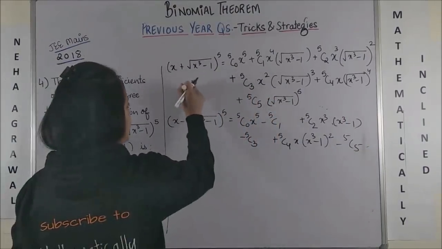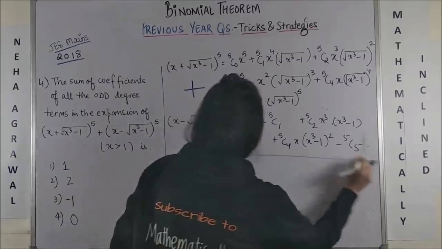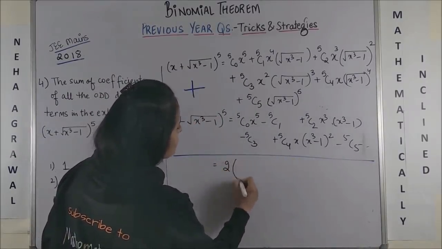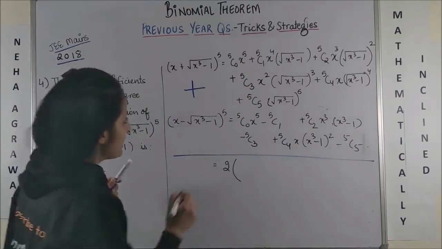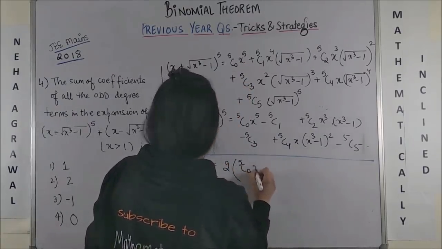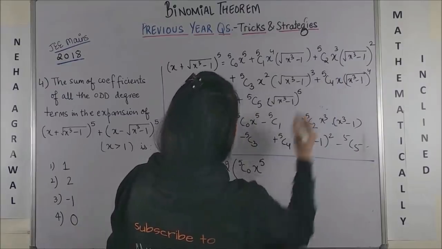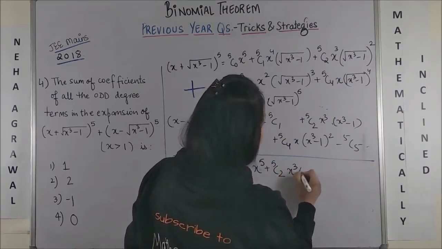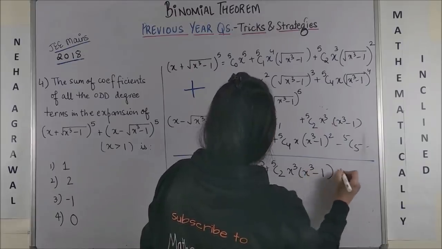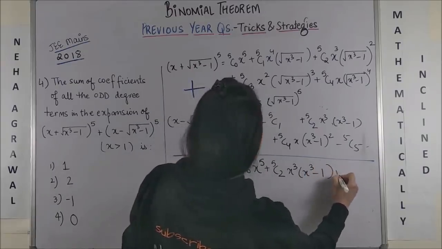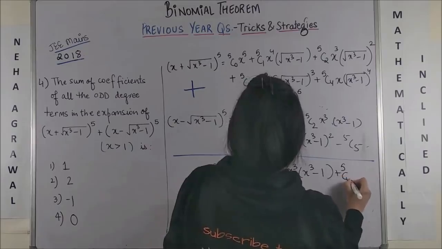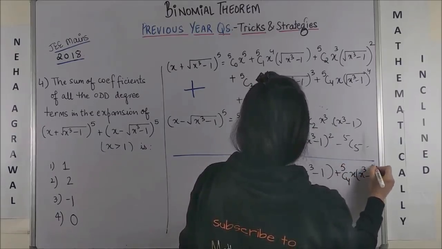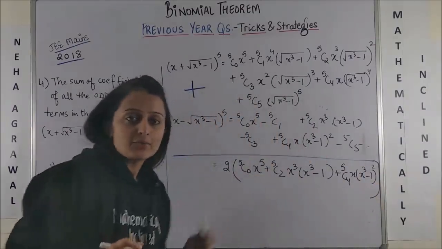Now since we have to add these two, that gives us twice of 5c0 x raised to power 5. Next you will have 5c2 x cube into x cube minus 1. Next you would have plus 5c4 x into x cube minus 1 whole square. That's it. That's what we had to do.